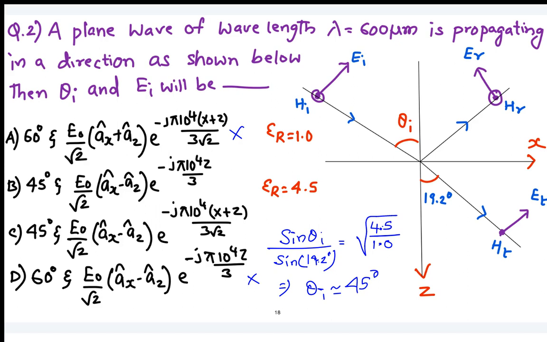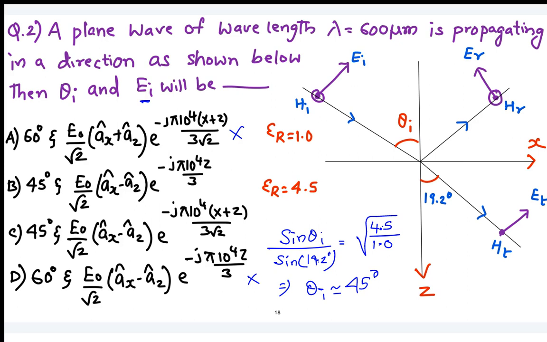So can you guess what the option is right now, at least? Options A and D are ruled out. You just see options B and C. Out of B and C, which one do you think is the correct answer? He is asking to find the expression for the incident electric field. Option C. Very good.